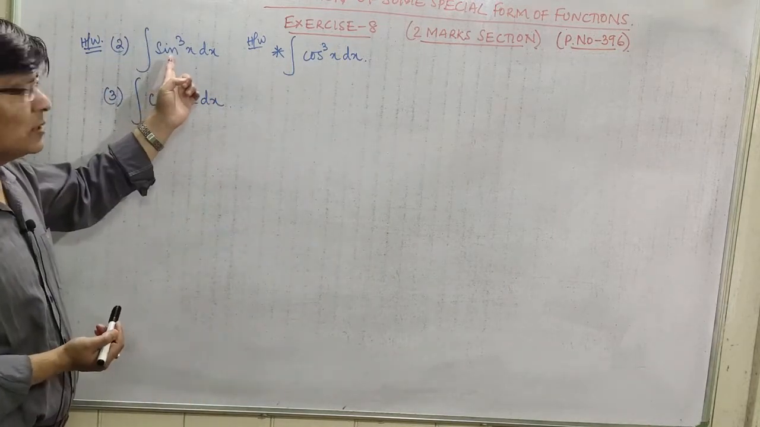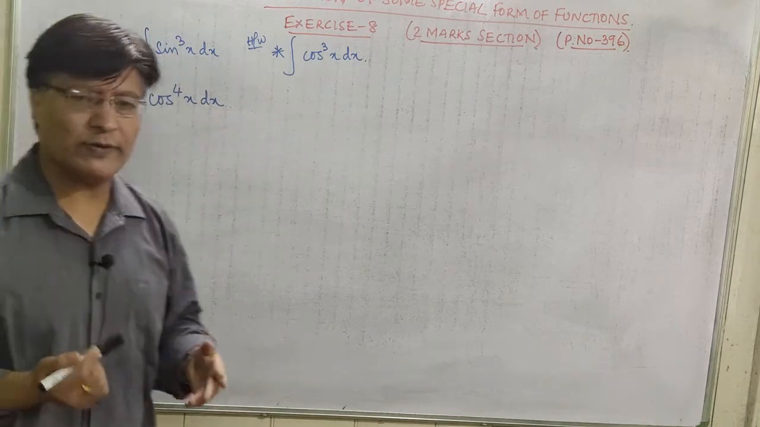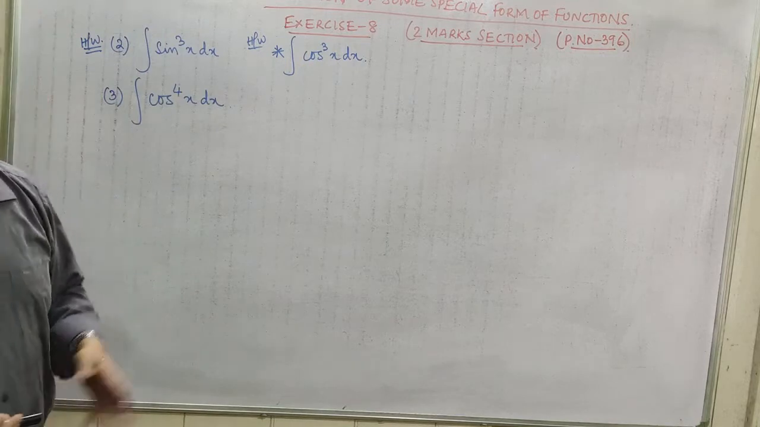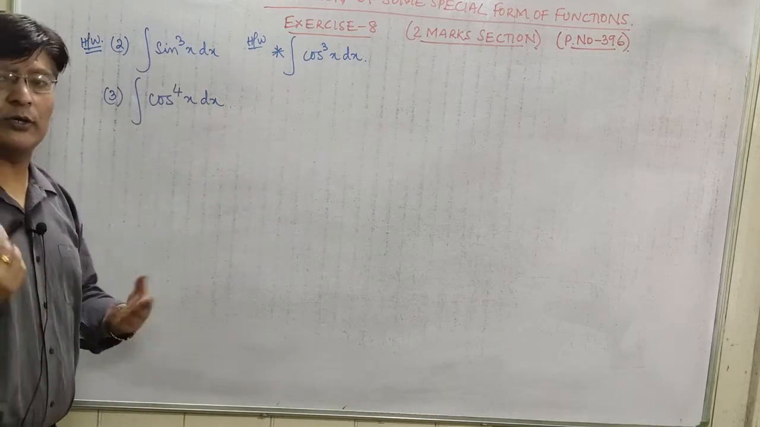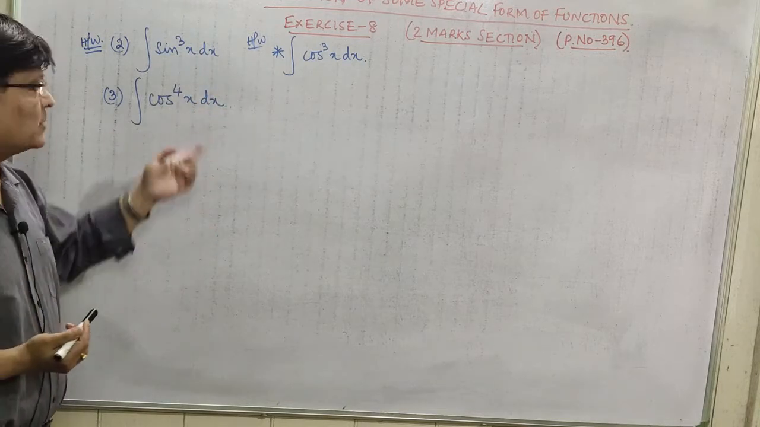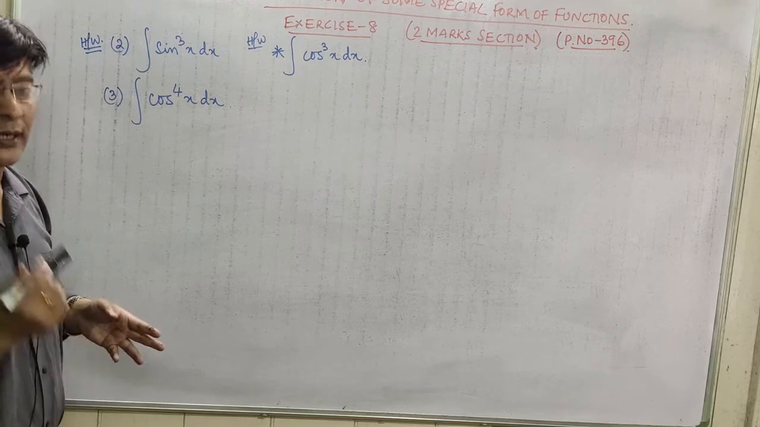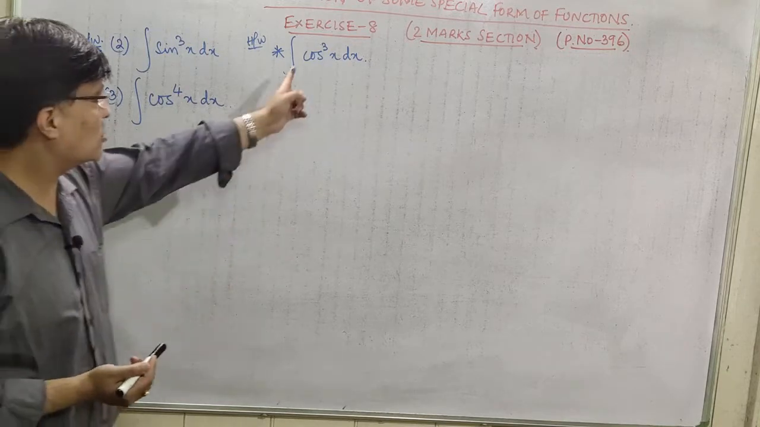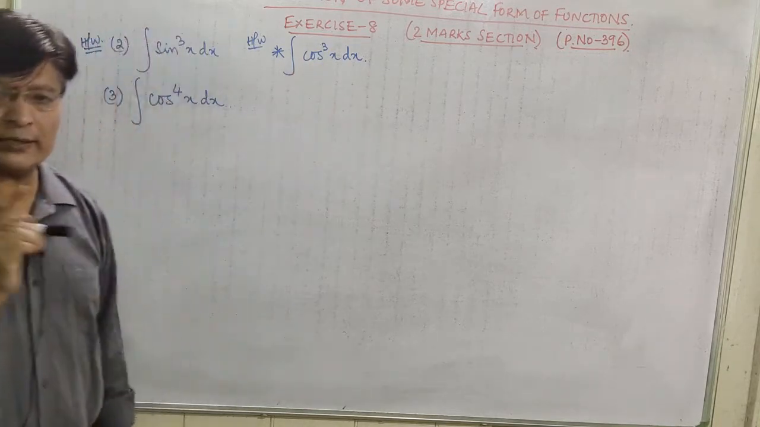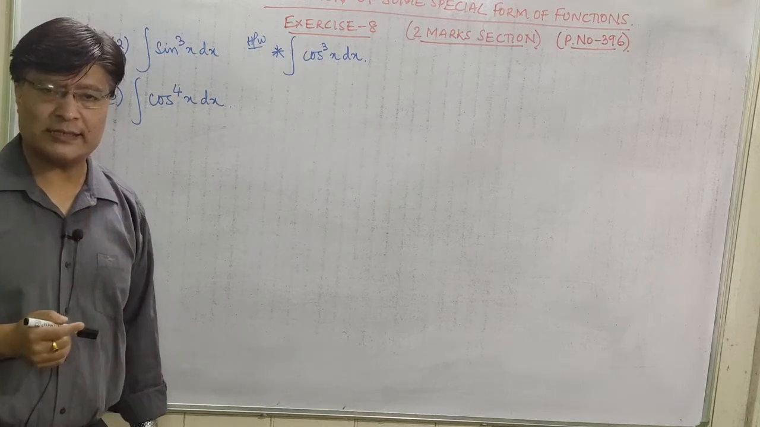It is just like your sin cube x, that is integration of sin cube x dx and integration of cos cube x dx. You can use the same method for this. Since this is the odd power, you can break this term. Sin cube x can be separated as sin square x into sin x, then sin square x changed into cos square x, then assume cos x as z. Here also cos cube x is cos square x into cos x, then convert cos square x into sin x, and then you can assume sin x as z.